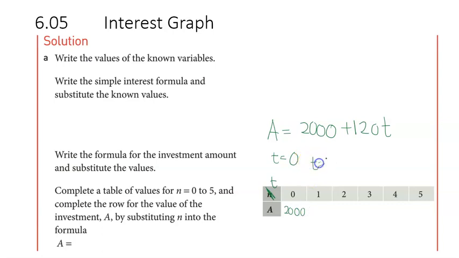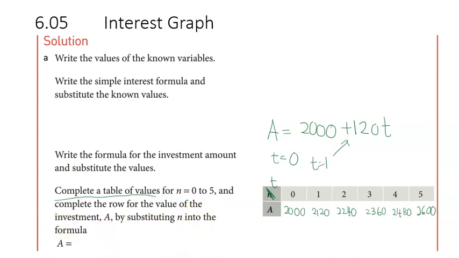When t equals 1, you substitute into this equation and you get 2120. And when t equals 2, substitute again. And when t equals 3, and when t equals 4, and when t equals 5. That is how you complete a table and generate the values.